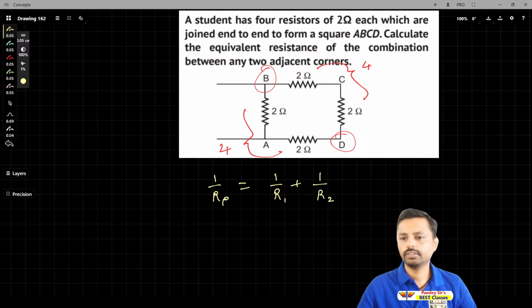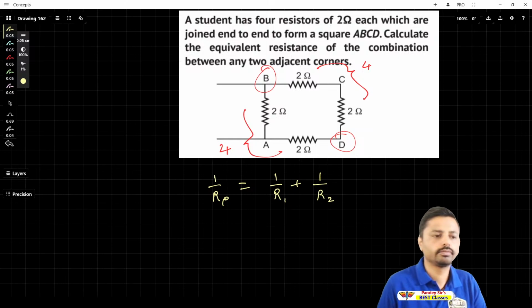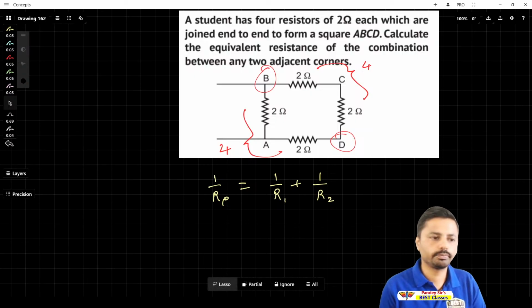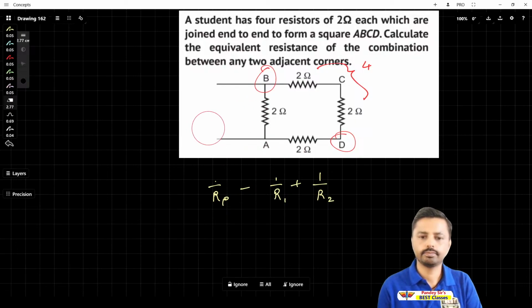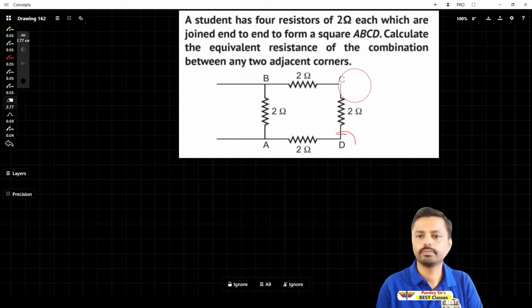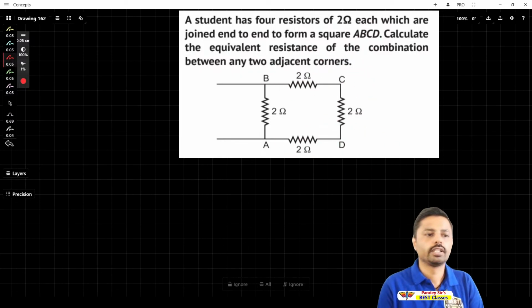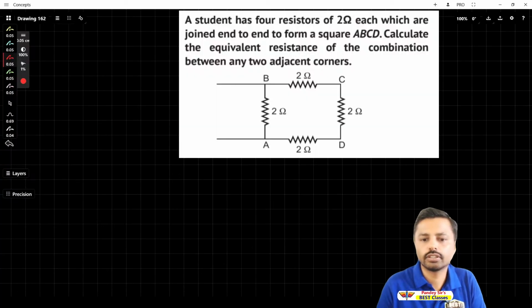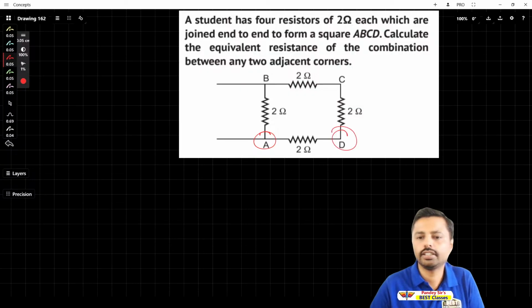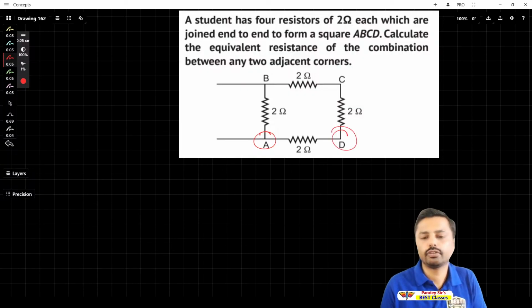Resistance of the combination between any two adjacent corners. Oh my god. Actually, it won't work that way. So let me erase it. They said between any two adjacent corners. So we have to find between A and D. A and D. Okay.